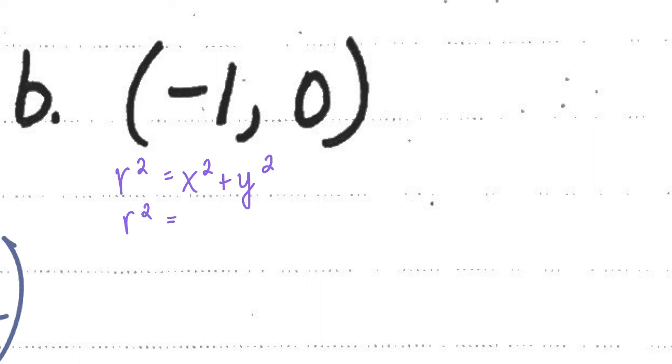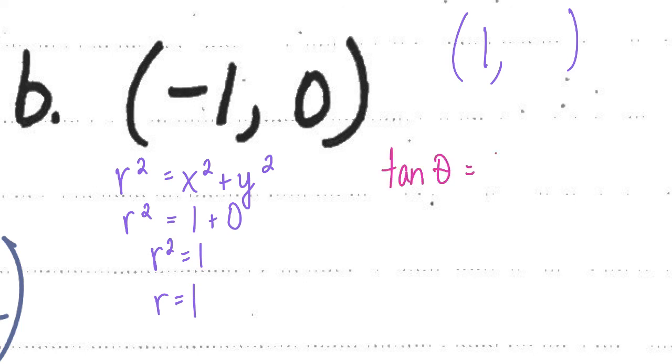I know that x squared, negative 1 squared is 1. y squared, 0 squared is 0. So if r squared equals 1, r is going to equal 1. So now I have to use the other formula. I know that the tan of theta is equal to y over x. So I know that the tan of theta is equal to 0. So where on the unit circle is the sine over cosine equal to 0? Good. That theta is going to be at pi.